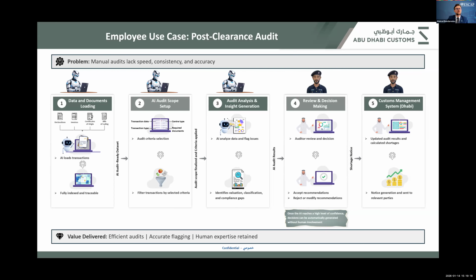So based on an internal discussion with the post-clearance audit section and the HR team, we defined the problem: manual audits lack speed, consistency is not there, and accuracy is something that potentially will not be fulfilled all the time due to the shortage of manpower.